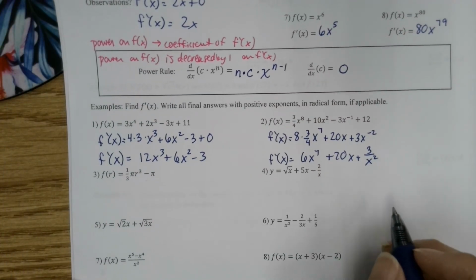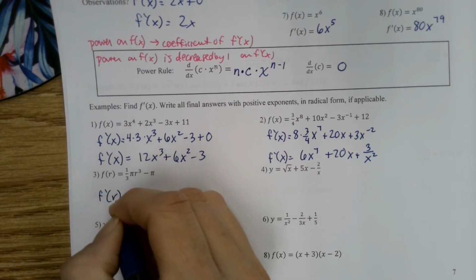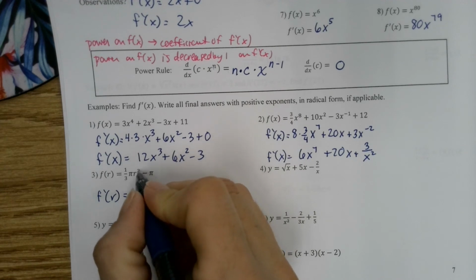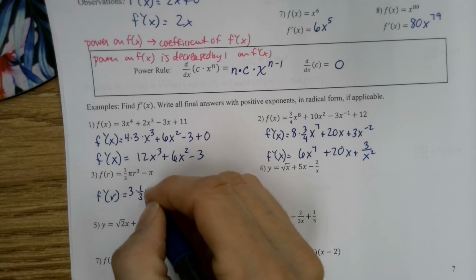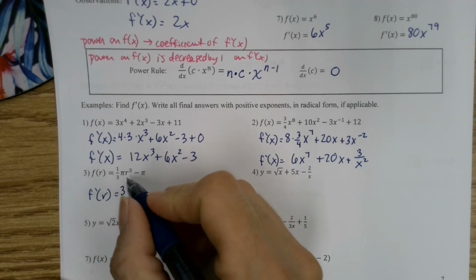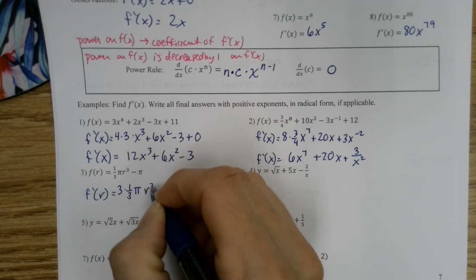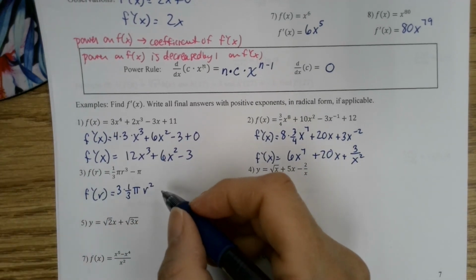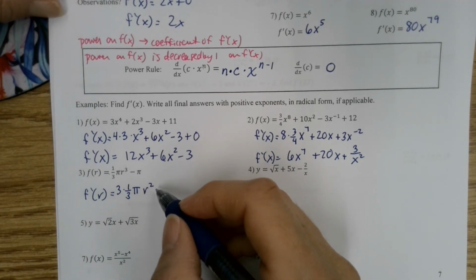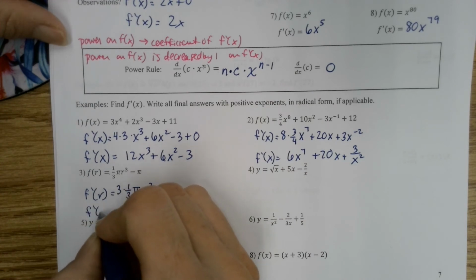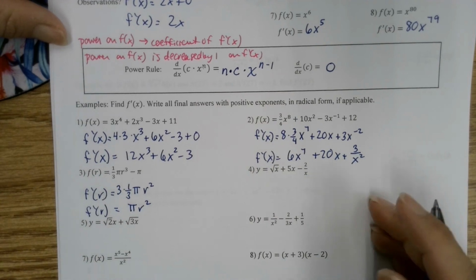Okay, let's take a look at number 3. Now my variable here is r. So I'm finding f prime of r. I'm going to multiply the 3 out to the front. So 3 times 1/3. This pi is just a constant number. It's a coefficient, so it just carries down. R is my variable, though, so that power drops down to r squared. And then my pi is a constant, so the derivative of a constant is 0. So I'm just going to clean that up. So 3 times 1/3 is 1, so we have pi r squared.